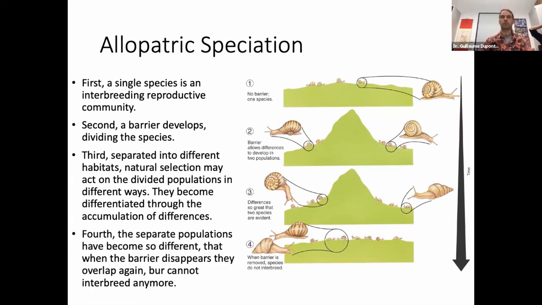When the physical barrier is removed or disappears for some reason, they come together and they have become distinct species if reproductive isolation is completed. So they are not interbreeding anymore. They are not producing hybrids. So this is allopatric speciation.